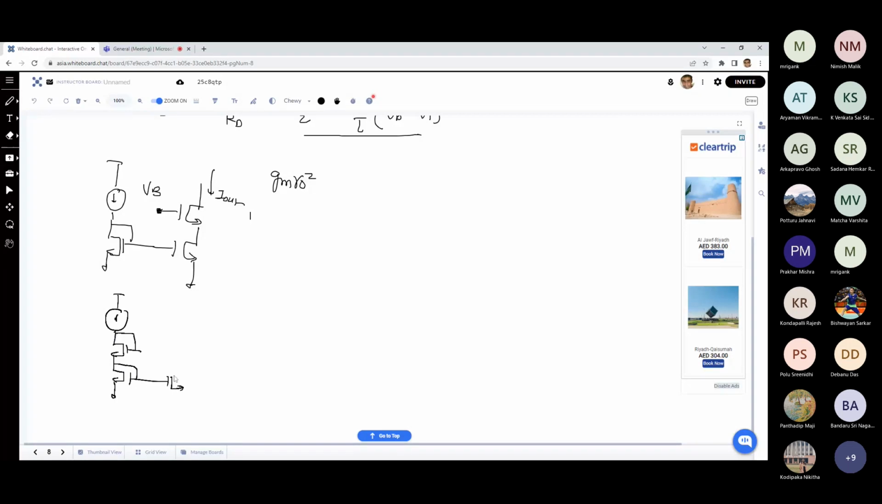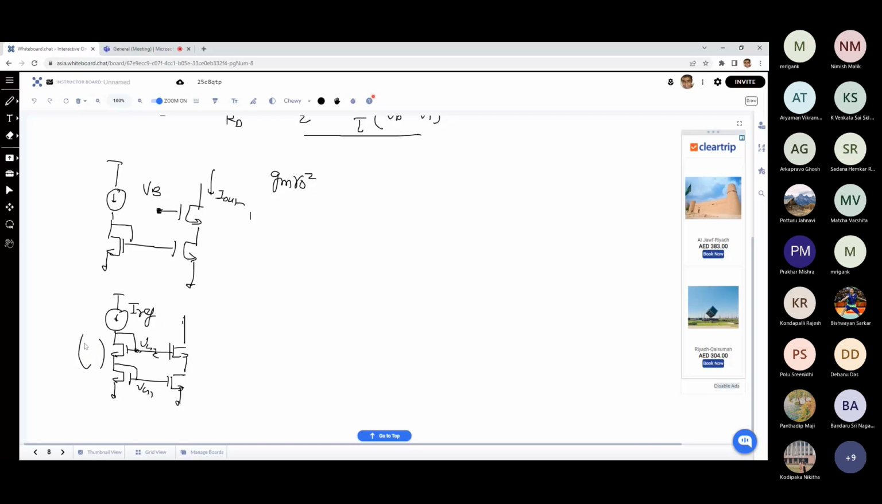If you do this, then of course we have the voltages VG2 and VG1, both of them established by IREF. Both VG2 and VG1 are determined by IREF and the W by L of these transistors. So once you know IREF and the W by L of these transistors, you know VG1 and VG2.